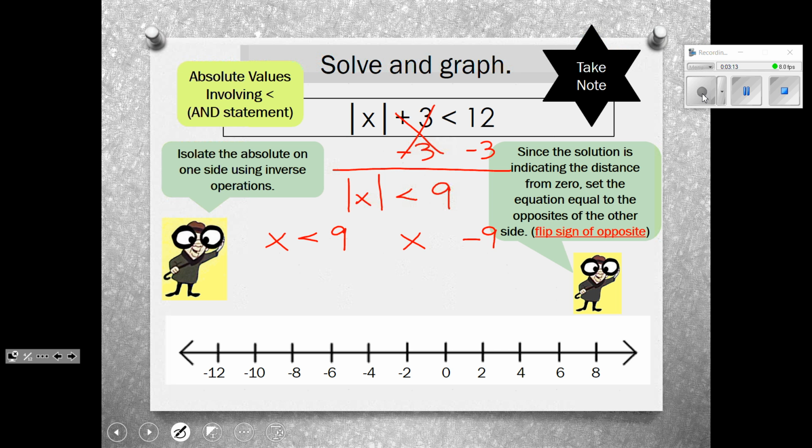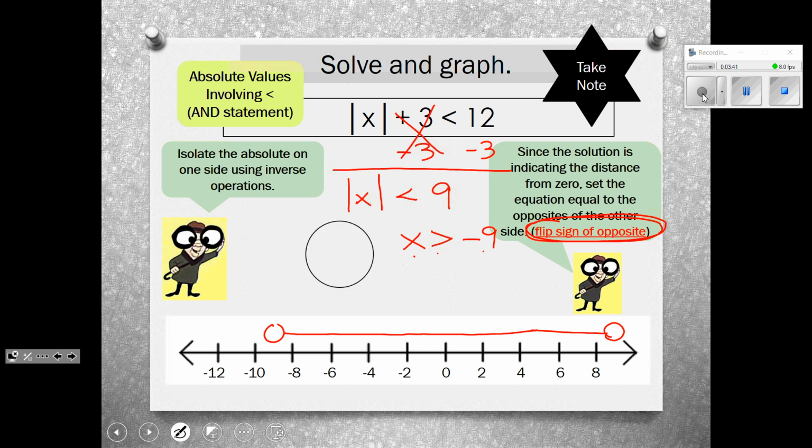But here is something you have to know. When you are writing the second equation with the opposite, you have to flip the sign. So let's see what this says. This one says x is less than 9. So we have a circle dot at 9, and it's going less than that. This one says x is greater than negative 9. So at negative 9, it's going greater. So we know they're going to connect in a nest.